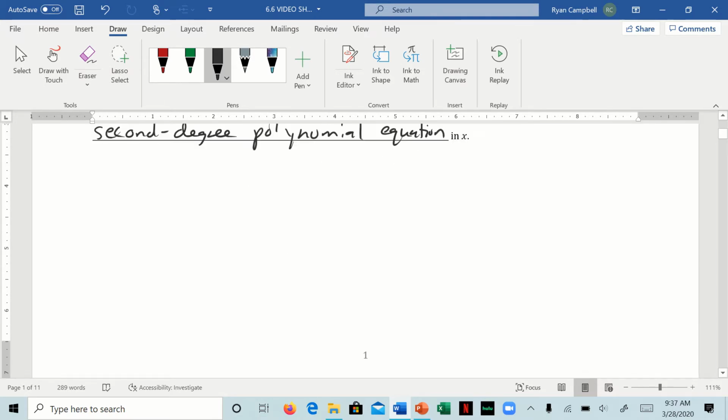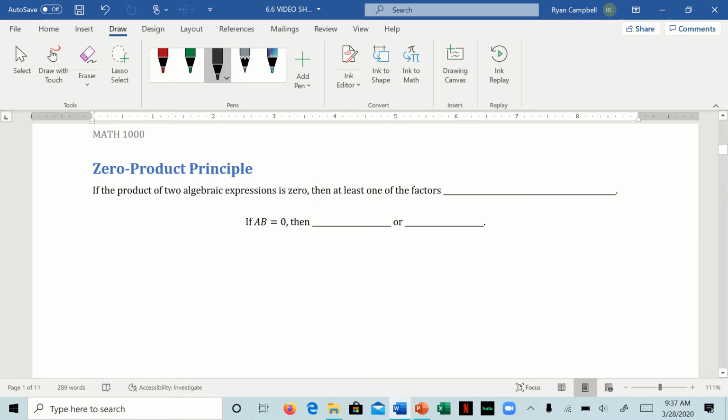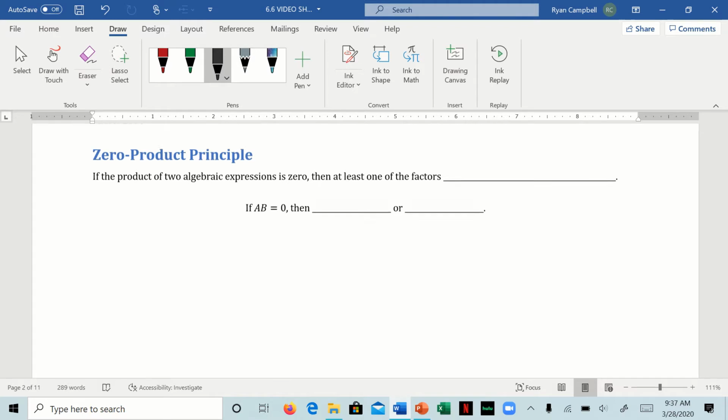All right. Now, let's look at the zero product principle. This is going to be very, very important. I have people in calculus who still, for some reason, can't get this, so if you can get this now, it'll be way better. If we have the product of two algebraic expressions equaling 0, then at least one of these factors, what? Well, let's think about this.